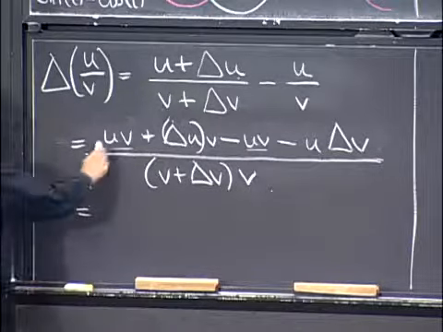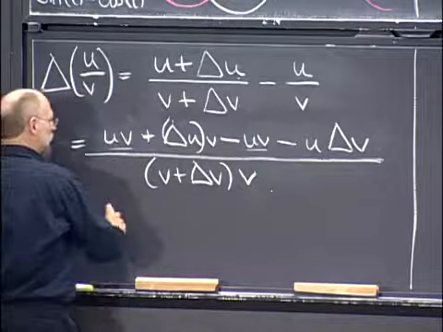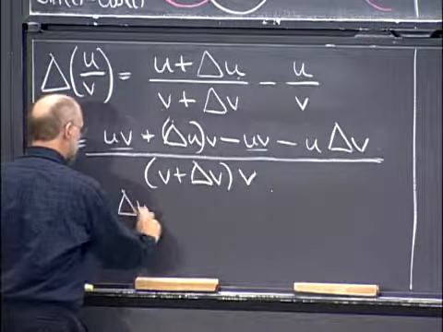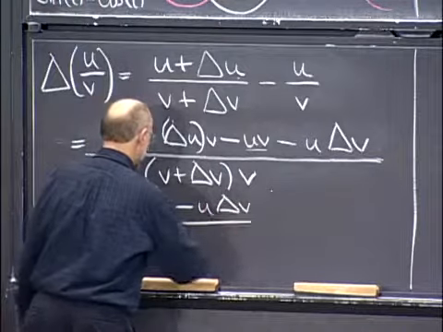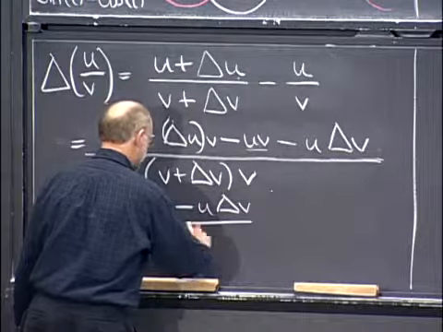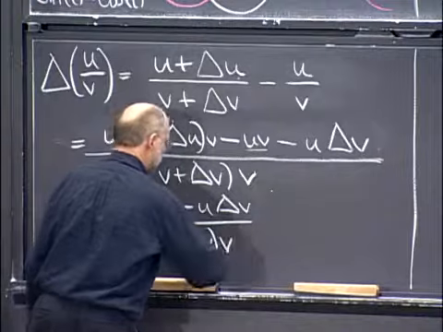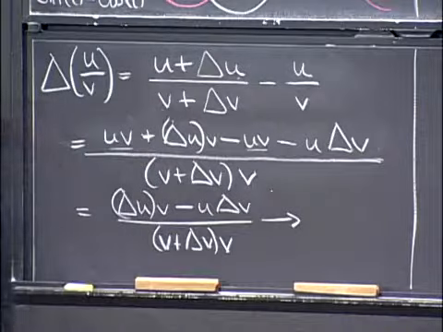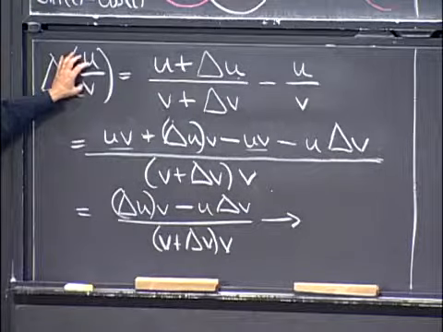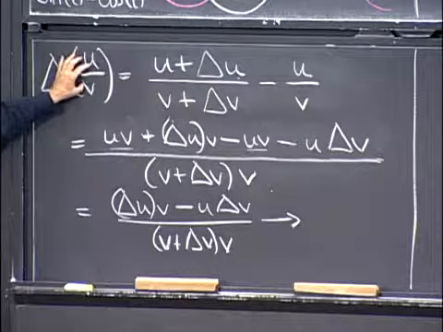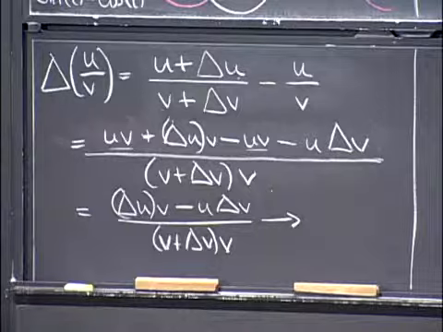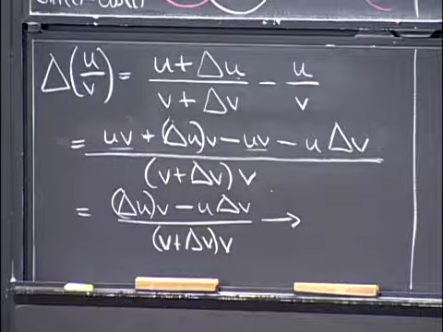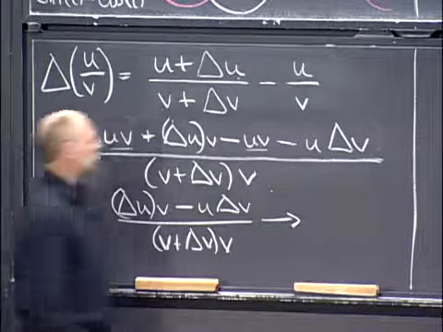Good. All right, so I cancel these, and what I'm left with then is delta U times V minus U times delta V, and all this is over V plus delta V times V. Okay, there's the difference. There's the change in the quotient. The change in this function is given by this formula. And now, to compute the derivative, I want to divide by delta x and take the limit. So let's write that down.